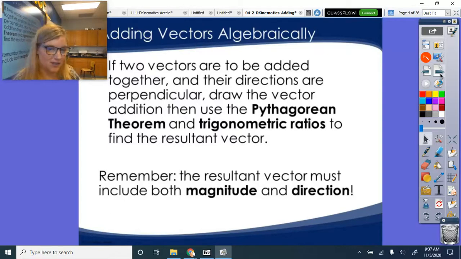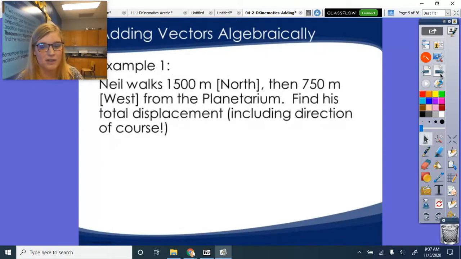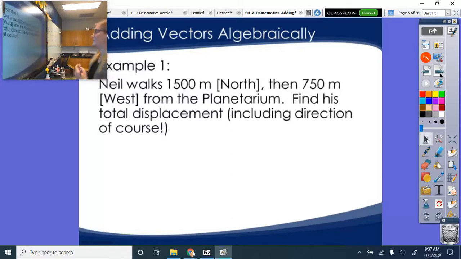And remember, every single vector that we find the resultant of needs to have a magnitude and a direction. So there's more steps than just solving a trig function here. We actually have to make sure that we have a direction. Usually it's going to be lined up with north, south, east, or west, and make those kind of complicated combinations of directions there. So first example, Neil walks 1,500 meters north.